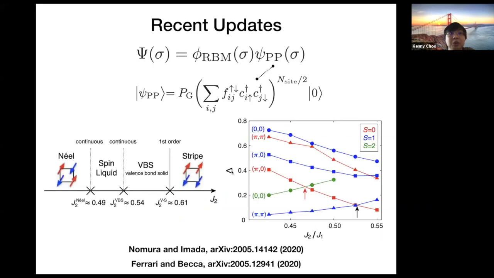I also should mention that the results that I'm showing are already at least a year old, and there have been some recent updates, with some work from people using this type of RBM times a pair product wave function. In this work by Yusuke Nomura and Imada, they look at the phase diagram of this J1, J2 model by considering the level crossings between the different excited states. And I think the author, Yusuke, will be giving a talk about these findings later.